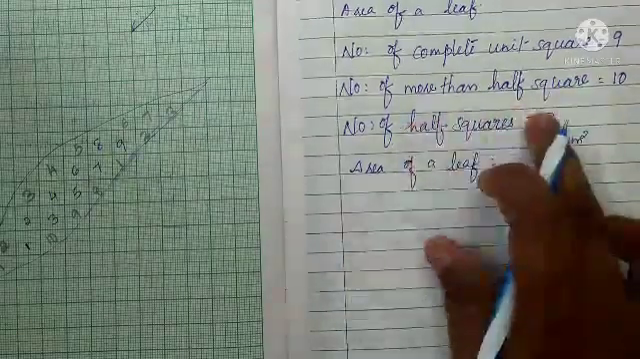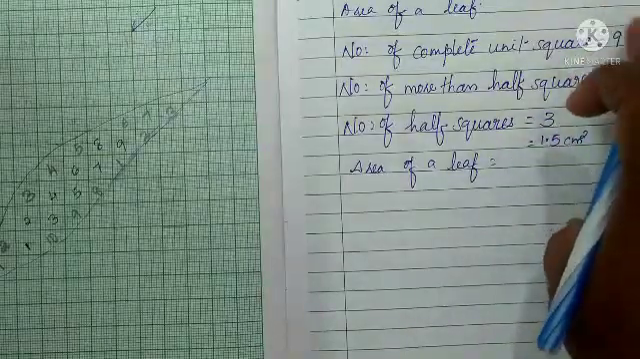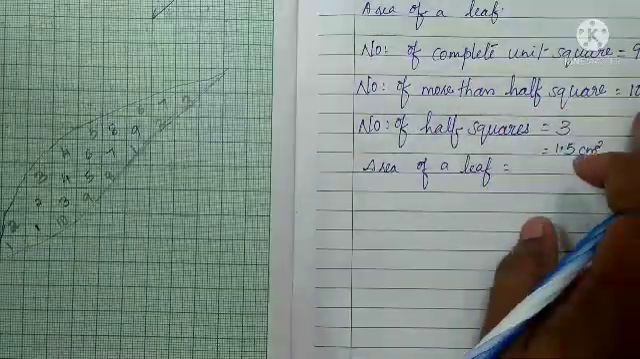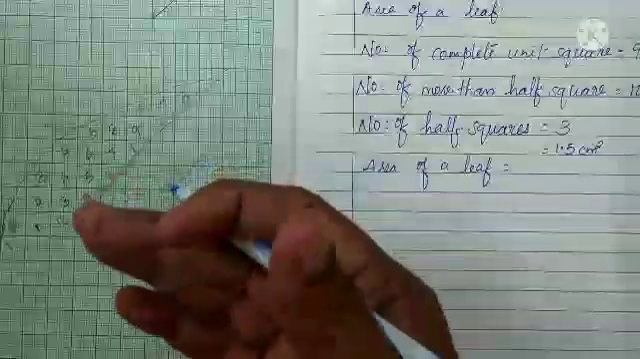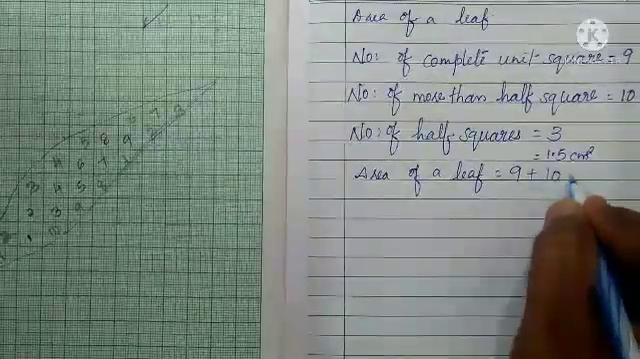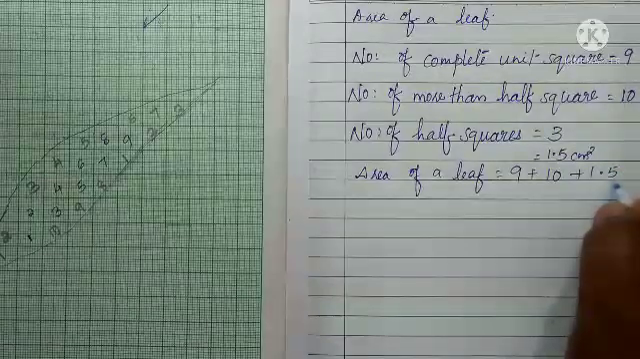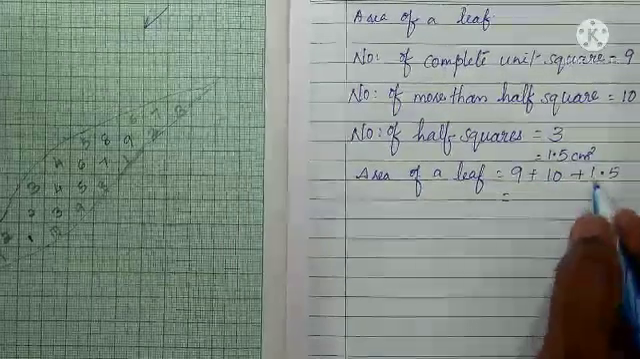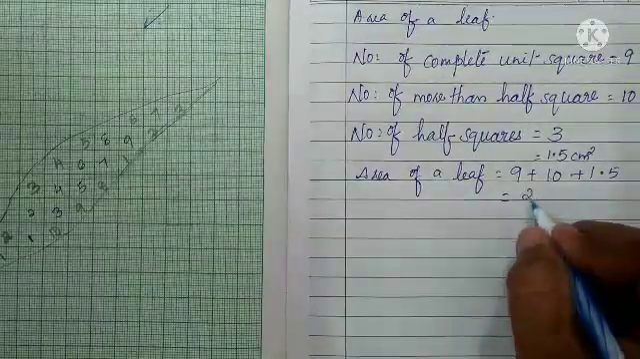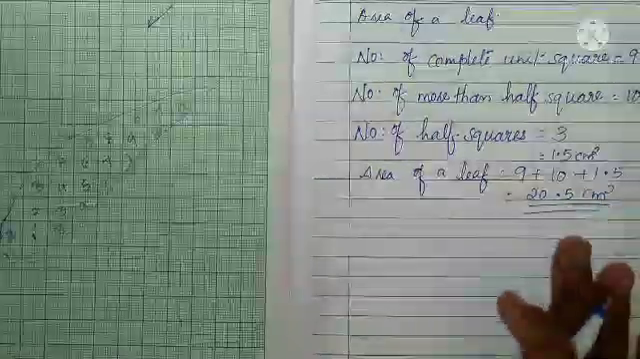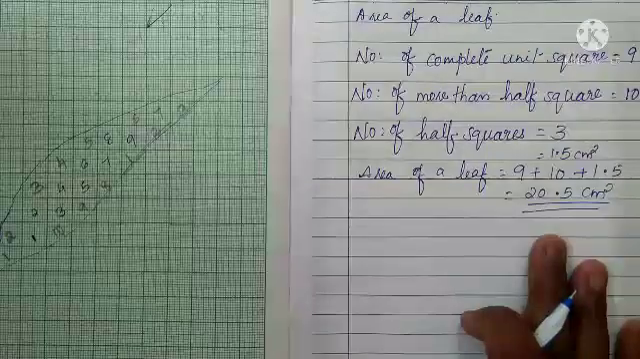Understand? More than halves we have to count as complete. Less than half we do not need to count, because more than half we can count as 1. So less than half we leave out. So what is the area of this leaf? 9 plus 10 plus 1.5, that is 1.5 complete squares. Understand? So total 9 plus 10, 19, 19 plus 1, 20, 20.5 centimeter square is the area of this leaf. Understand?